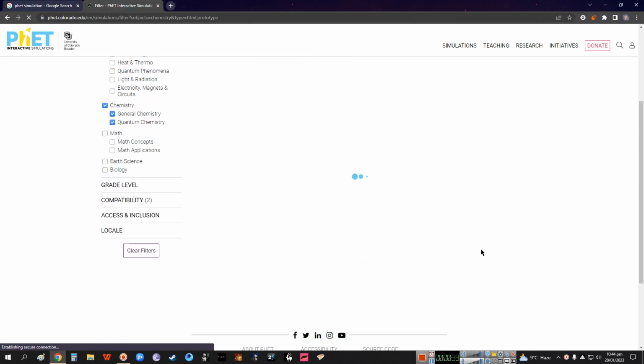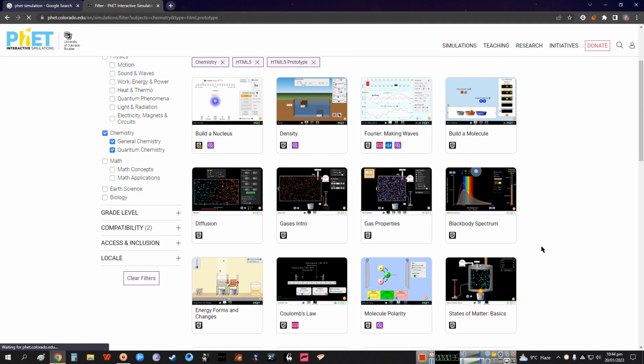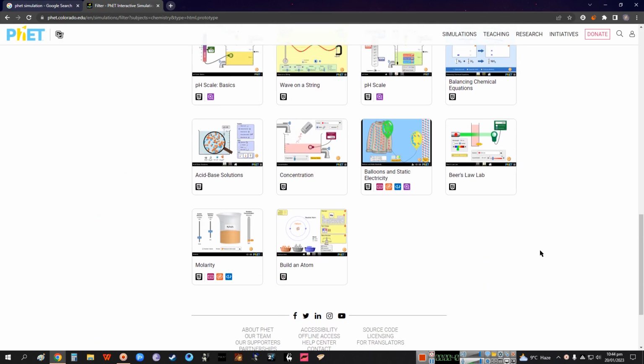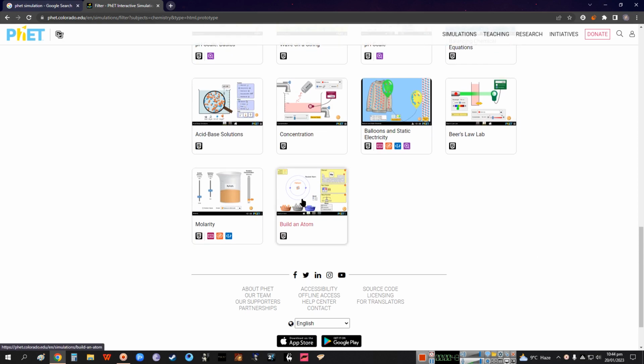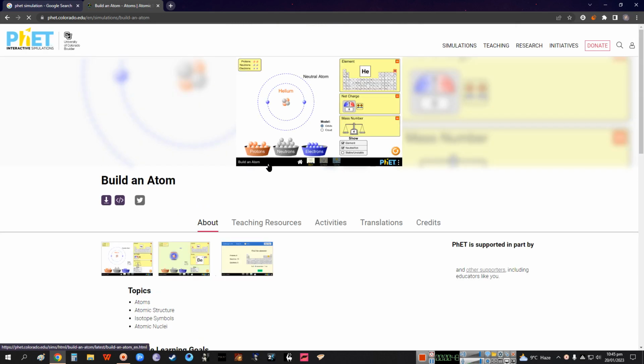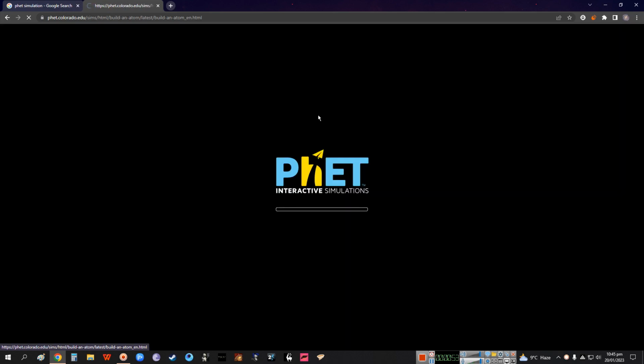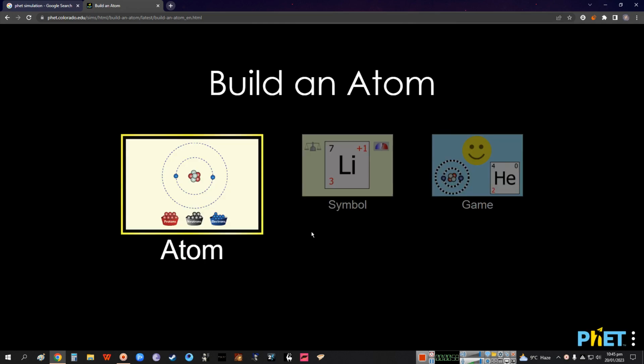Over here it's going to give us all the topics that are available in the form of simulations. So right at the bottom there's the build an atom simulator. Let's click this, let it load. Once it's loaded, you can click on this play button, and I would highly advise the students to please explore this using a computer with a good internet connection, so that you get to have a smooth experience of this simulation. Let's go to the building an atom simulation.